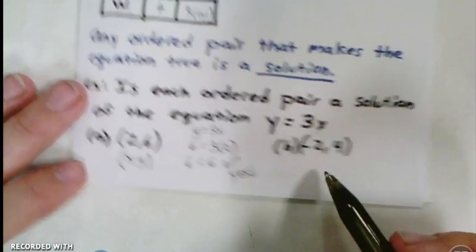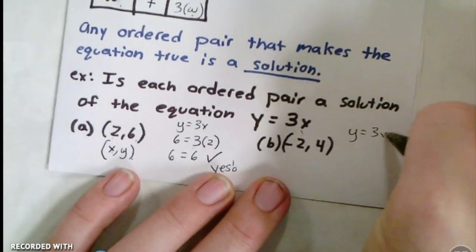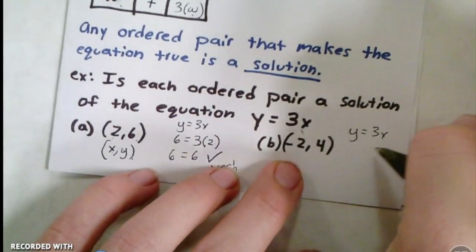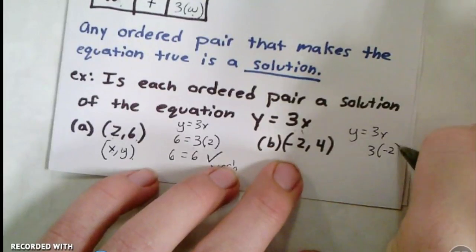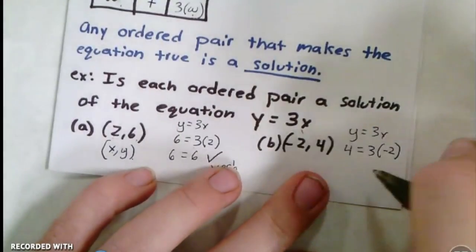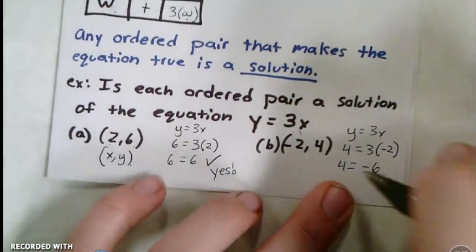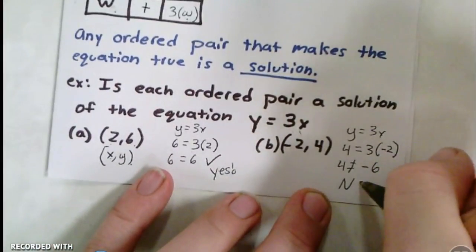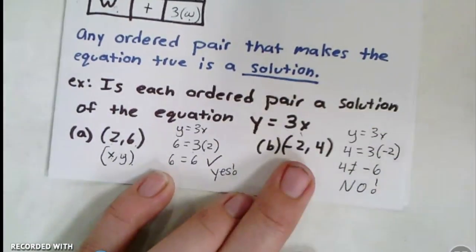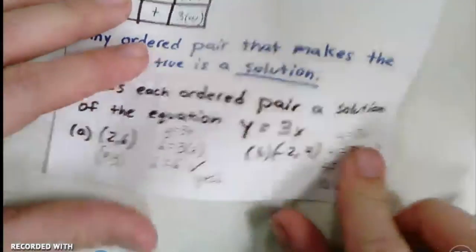Okay? If I look at this second problem, I'm going to do the exact same thing. I have y equals 3x. I always start with my equation. And then I'm going to plug in my negative 2 for x, and my y is a 4. So 3 times negative 2 is negative 6. Does 4 equal negative 6? Well, no, it does not. And so my answer would be no, this is not a solution of the equation y equals 3x. It is that simple. Okay?